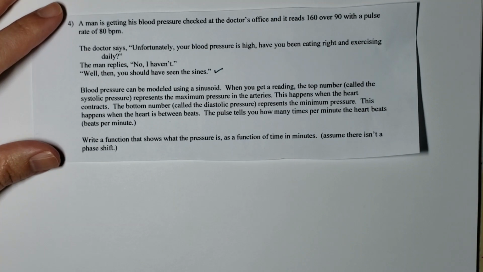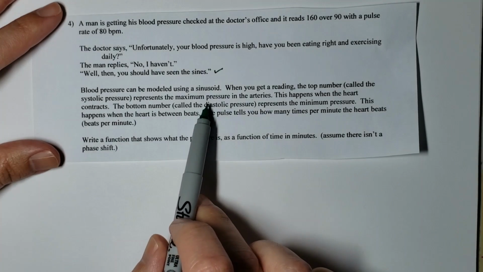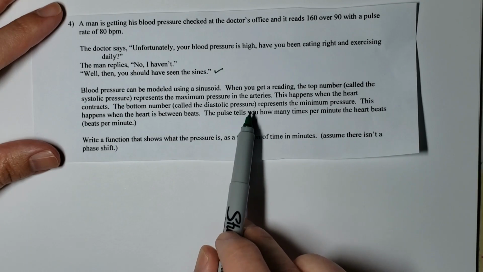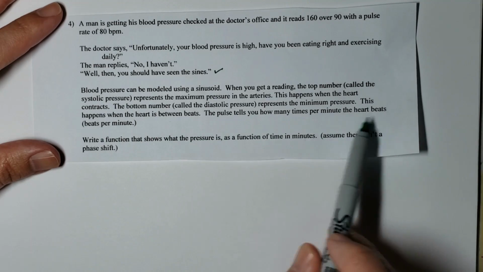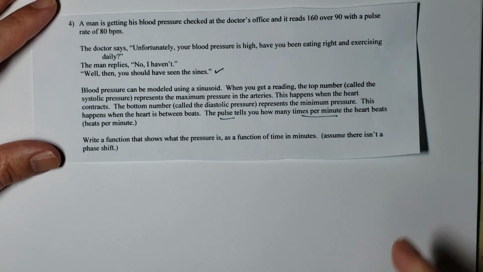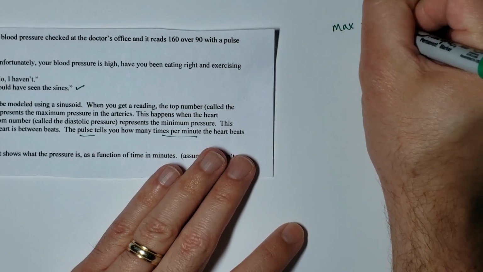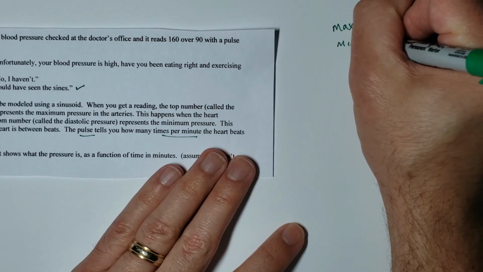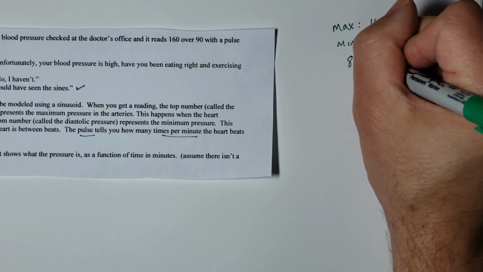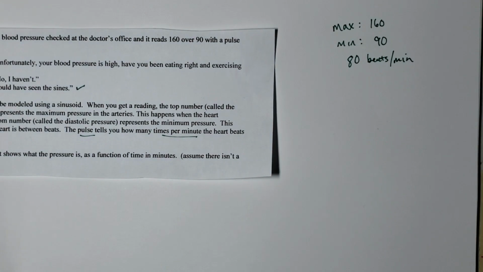All right. Blood pressure can be modeled using a sinusoid. When you get a reading, the top number, called the systolic pressure, represents the maximum pressure. That happens when the heart contracts. The bottom number is the diastolic. And the pulse tells you how many times per minute the heart beats. So what we have is that the maximum is 160 and the minimum is 90, and the pulse rate is 80 beats per minute. That is all the information that we have.